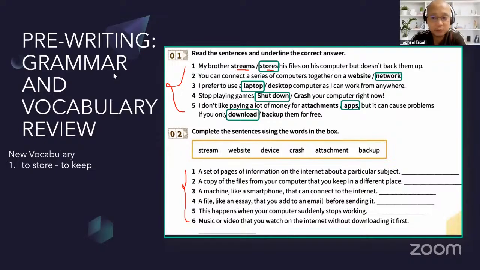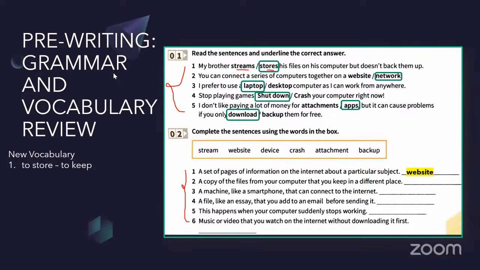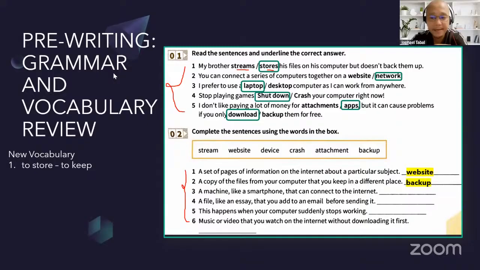Sam, here, next one. What's your number 1? So a set of pages of information on the internet about a particular subject. So that's a website. What's your number 2? I don't know. Yeah, so a copy of the files from your computer that you keep in a different place, it's called a backup. So a backup is like a backup file.